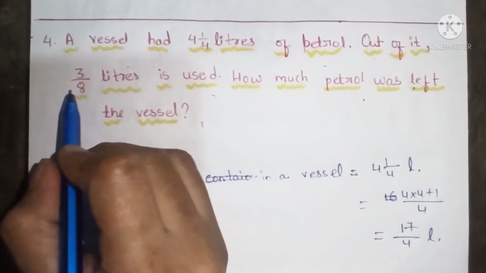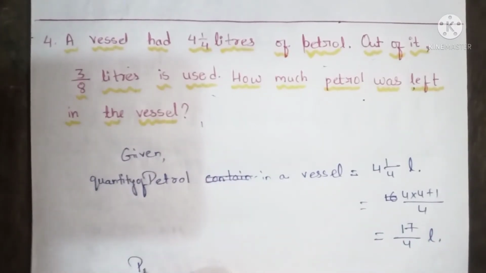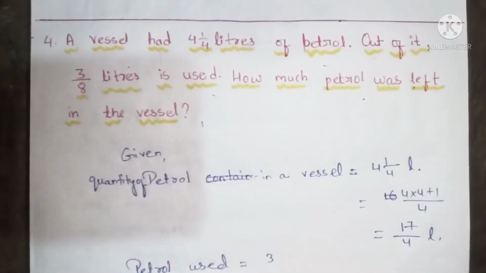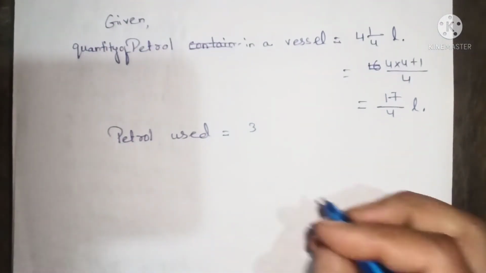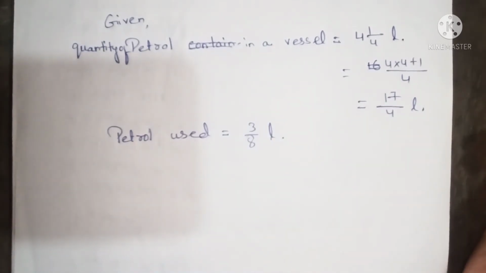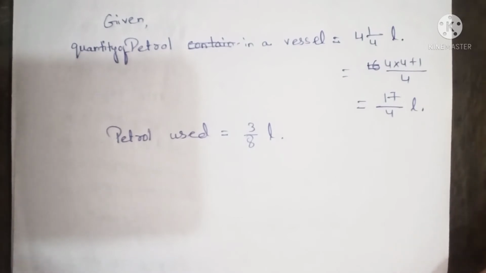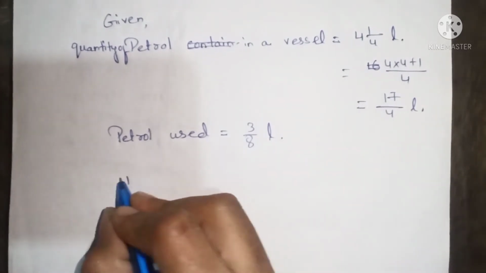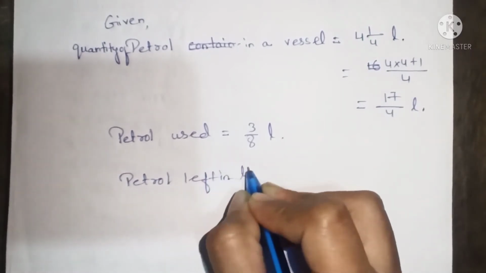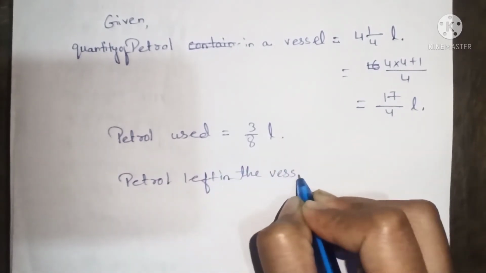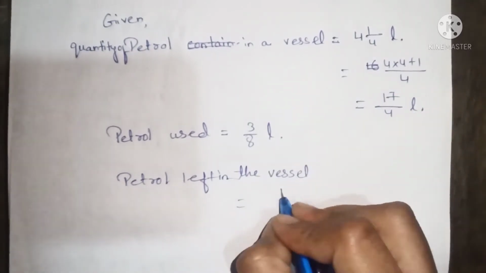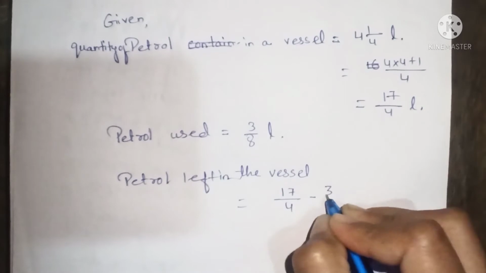Now the next one it is given, we have used. Petrol used, that is 3/8 liters is used. So we have to find how much petrol was left. Left means we have to subtract. So petrol left in the vessel. So what will we do? Total petrol minus used petrol. 17/4 minus 3/8.